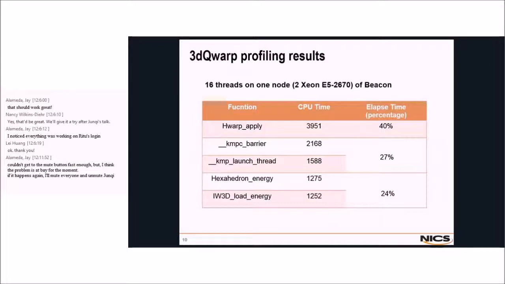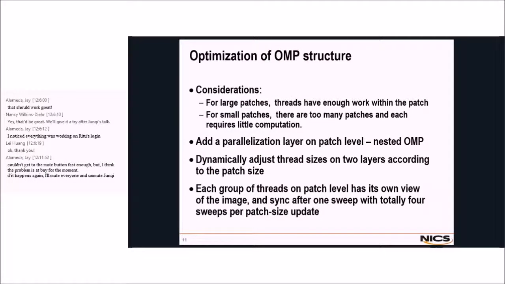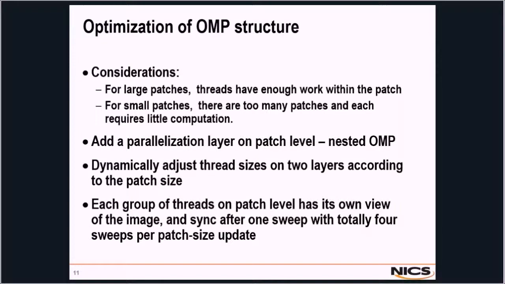So by identifying the hotspots of this code, and seeing the flowchart and the call function, immediately we have some idea how to optimize this code. Some consideration is that for large patch sizes, threads have enough work to do within the patch. So it is okay, your parallel level is on the bottom side. While for the smaller patch, there are just too many patches, and each only requires little computation.